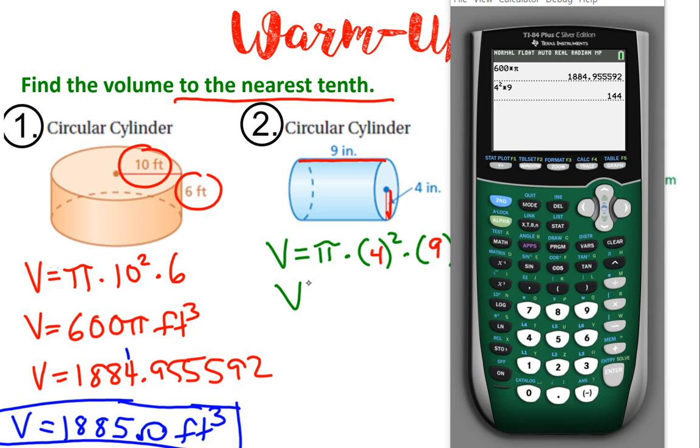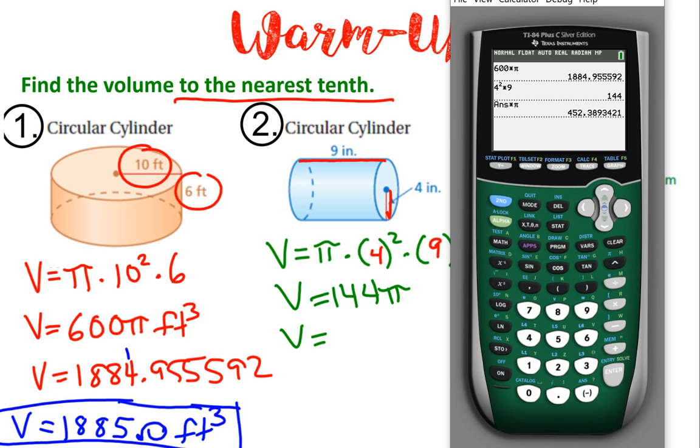So even before I do the whole pi thing, I can write my answer in terms of pi. And now I'm going to take that answer, 144, and multiply it by pi. Whoops, I accidentally pressed divide.